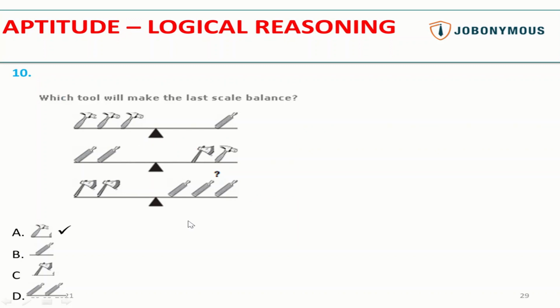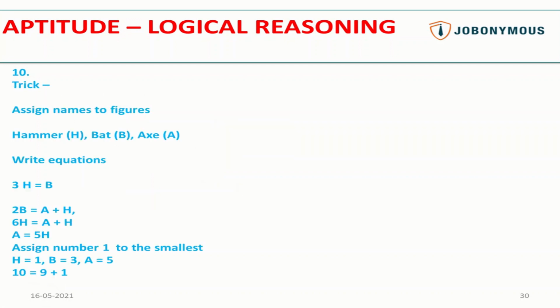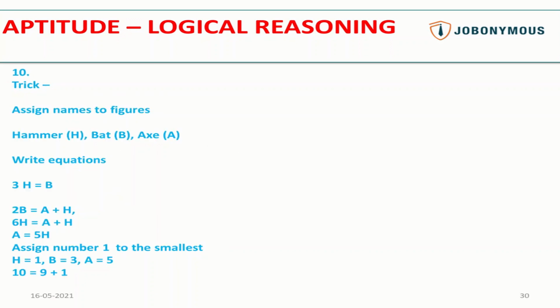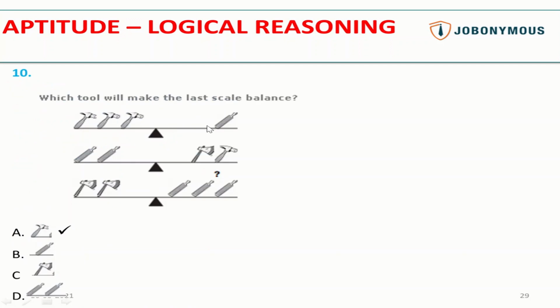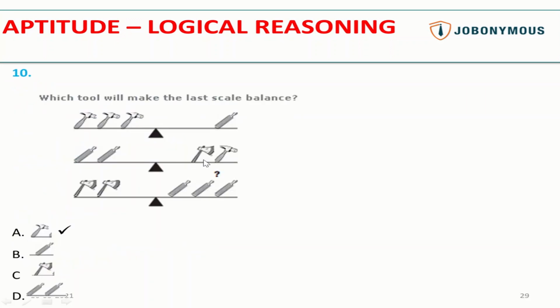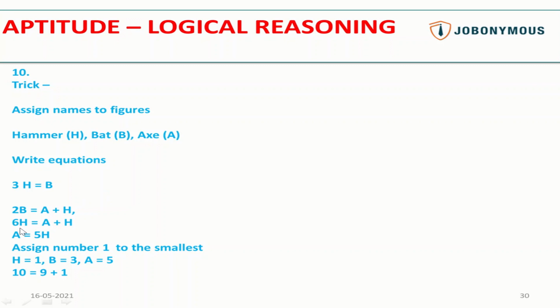So here I will just show you a trick which you can use to solve this question. So first of all, you can assign names to these figures. So you can see one is hammer, other is bat, other is axe. So you can assign names H, B and A, and then write equations. So like the first one, 3 hammers equal to 1 bat. So you can write this as 3H equal to B. Second one, 2 bats equal to 1 axe plus 1 hammer. 2B equal to A plus H.